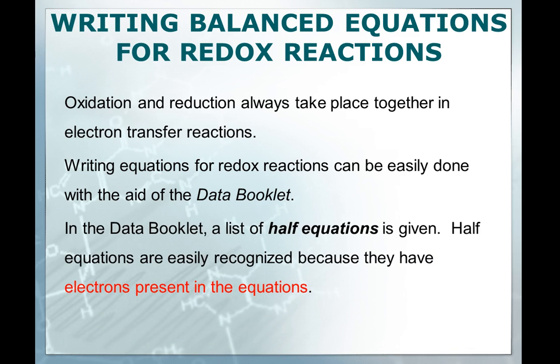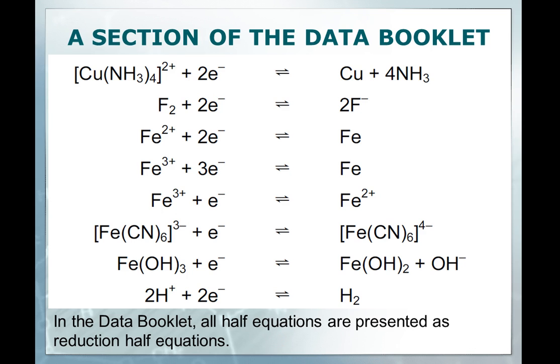So in the data booklet, a list of half equations is given. Half equations are essentially equations that have electrons present in them. Let me show you a sample of the data booklet. Your data booklet has a list of half equations and they look something like this.